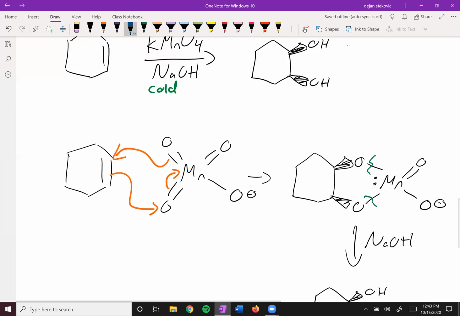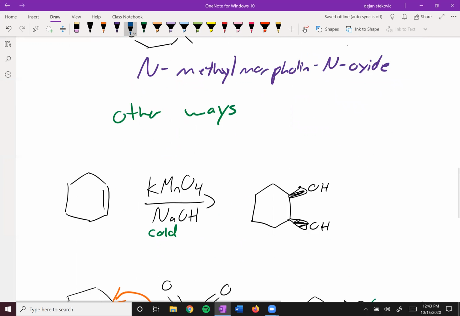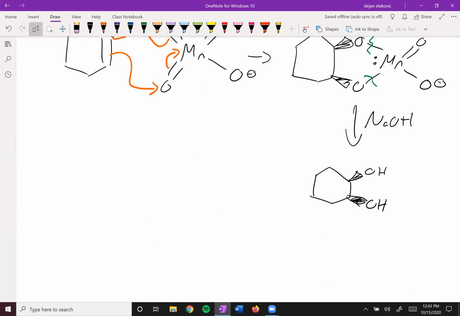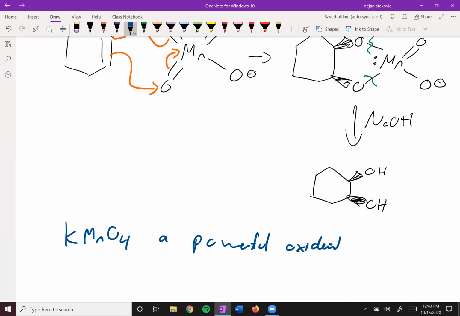So you might be asking, why use the osmium if it's toxic? Why not use the potassium permanganate? And the reason is that the potassium permanganate is a more powerful oxidant, and so often won't stop at the alcohol and may oxidize your alkene even further, which we'll learn about later.